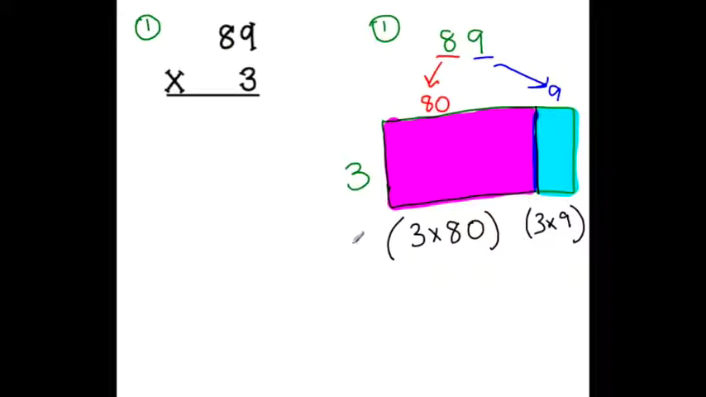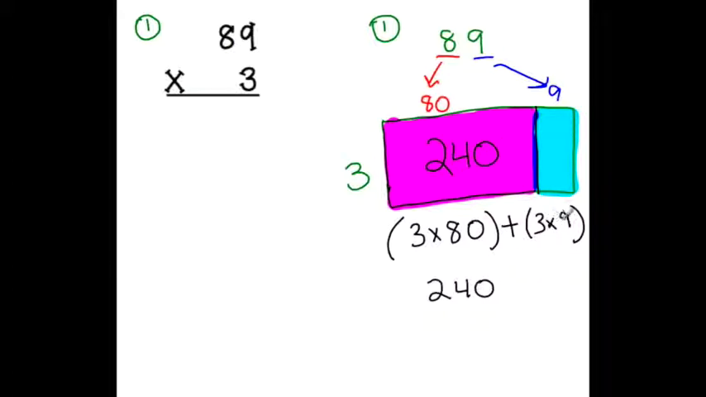So really what I'm saying is that if I take 3 times 80 and add it to 3 times 9, I can find the total number of boxes. I'd get my answer, right? I can find 89 times 3. So how much is 3 times 80? Hope you said 240. That goes in here.